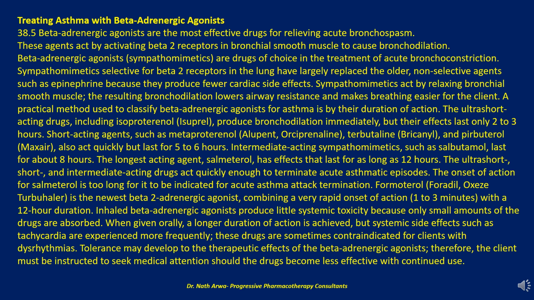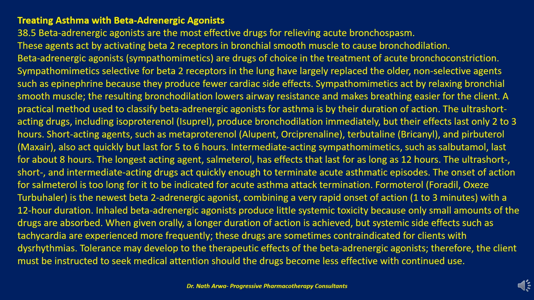Sympathomimetics act by relaxing bronchial smooth muscle. The resulting bronchodilation lowers airway resistance and makes breathing easier for the client. A practical method used to classify beta-adrenergic agonists for asthma is by their duration of action. The ultra-short-acting drugs, including isoproterenol, marketed as Isuprel, produce bronchodilation immediately, but their effects last only 2 to 3 hours.